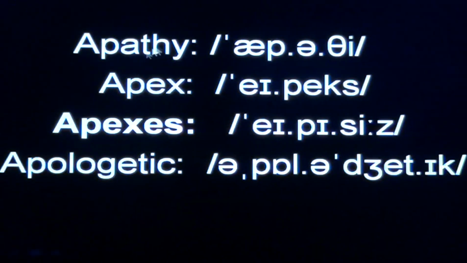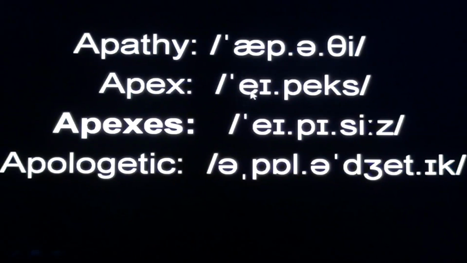The first word is apathy. Primary stress is put on the first sound, and the a is a very weak sound. This is the symbol for the th sound in phonetics, and this becomes apathy. This is not apex, this is apex. Primary stress is put on a, and this is a diphthong here: apex.